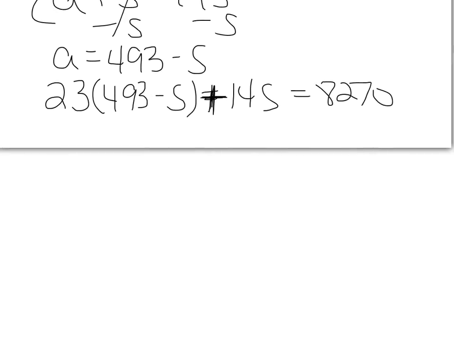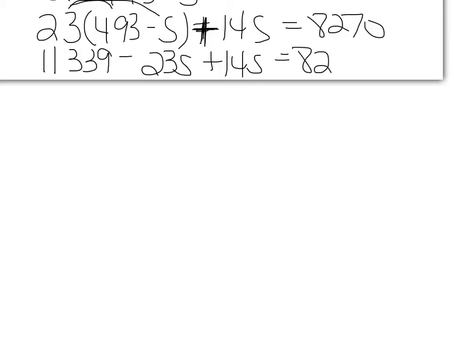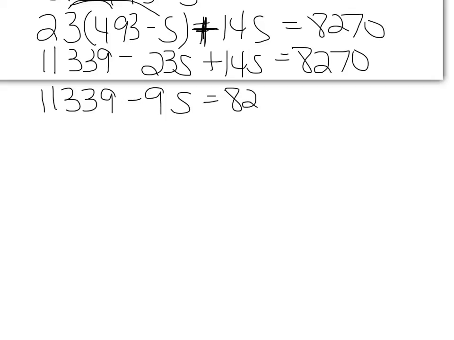Okay, now let's solve for S. So I'm going to distribute the 23. So 23 times 493 is 11,339 minus 23S plus 14S is equal to 8270. So I have 11,339 minus 9S is equal to 8270.